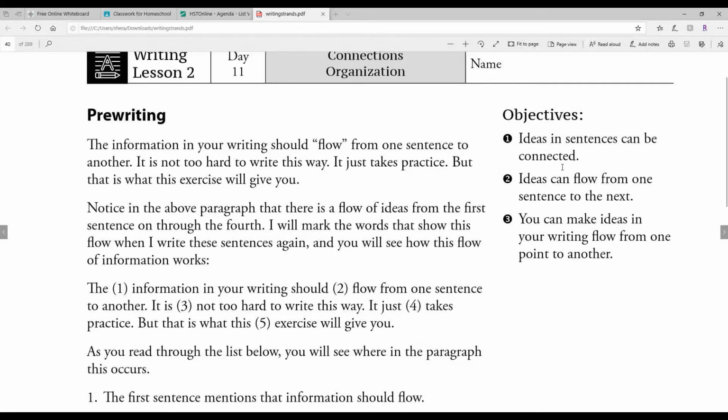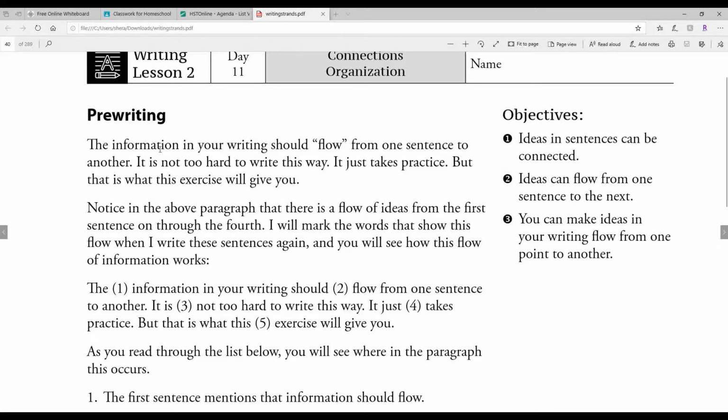Ideas and sentences can be connected. Ideas can flow from one sentence to the next, and you can make ideas in your writing flow from one point to another. Now, the information in your writing should flow from one sentence to another. It's not too hard to write this way. It just takes practice, but that is what this exercise will give you.